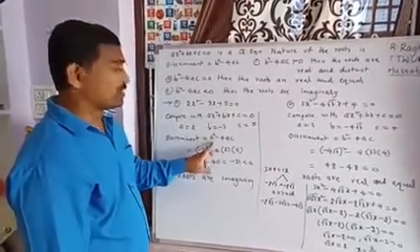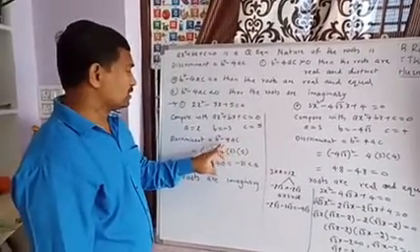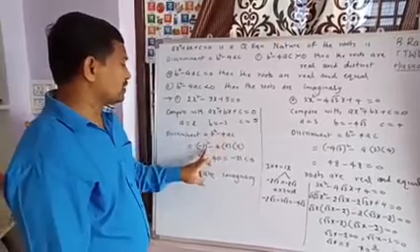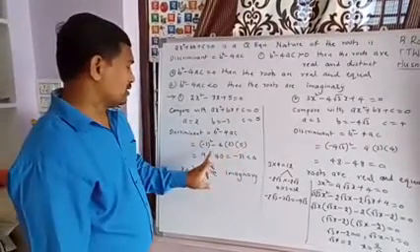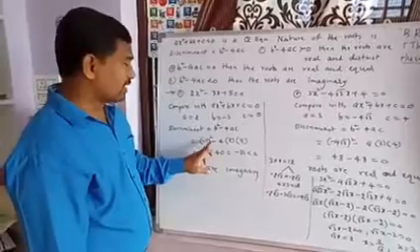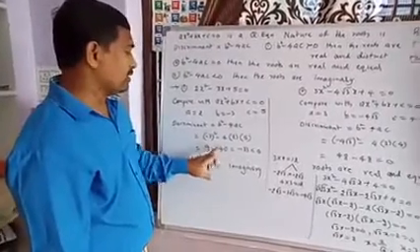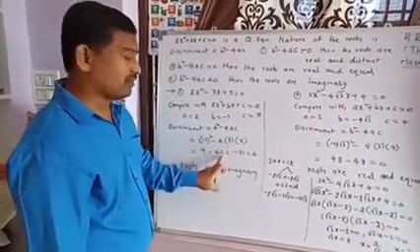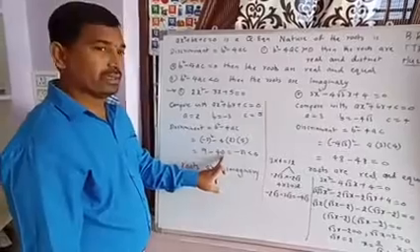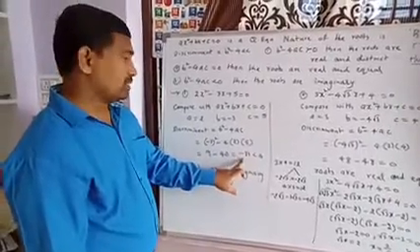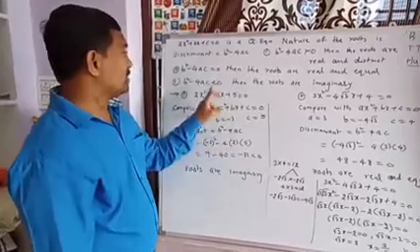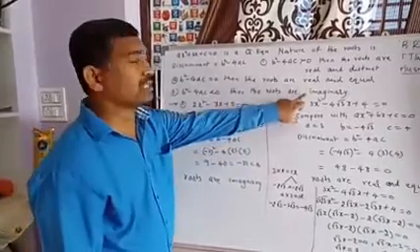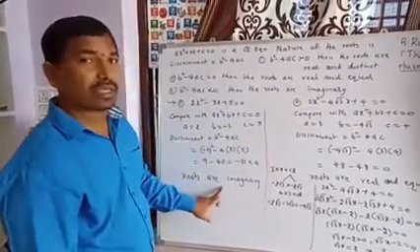Let us find the discriminant. Discriminant equals b square minus 4ac. Substitute the values: minus 3 whole square minus 4 into 2 into 5. Minus 3 whole square, minus square is plus, 3 square is 9. 4 times 2 is 8, 8 times 5 is 40. 9 minus 40 is minus 31. Minus 31 is less than 0. So if the discriminant is less than 0, the roots are imaginary.